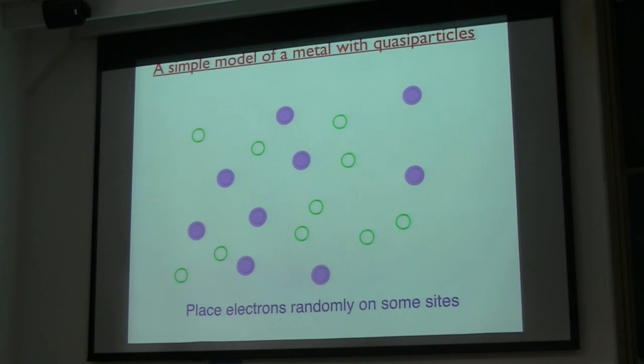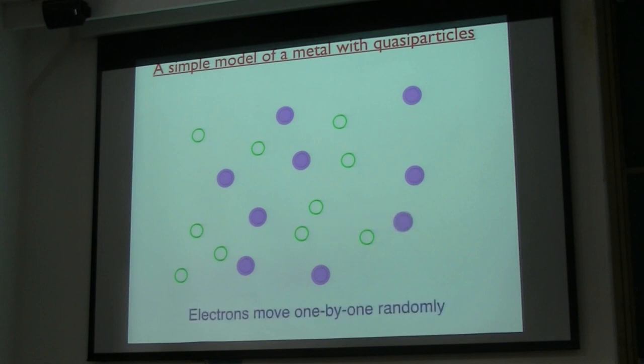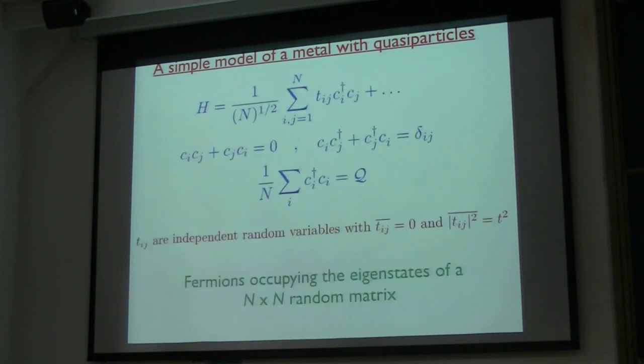And then I allow these particles to move. So a particle can move from one orbital to any other orbital. This is not supposed to be space, but it has some amplitude and moves one by one. And every one of these quantum processes, every one of these tunneling events, has some amplitude, which I just take to be a random number. That's it. That's the model.